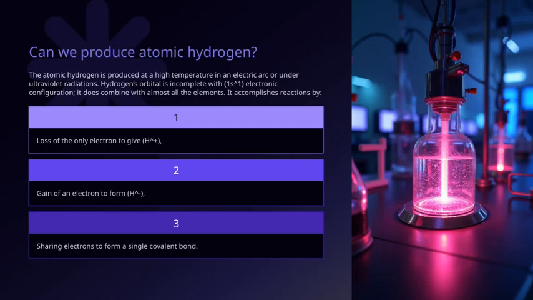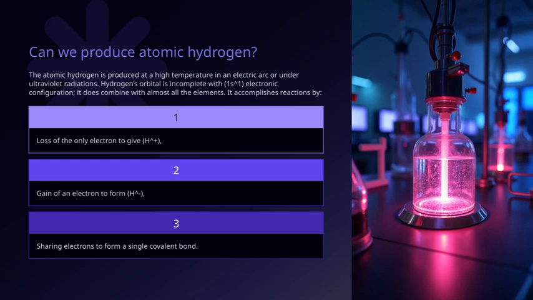Let's take a closer look at how hydrogen participates in bonding. When hydrogen shares electrons, it can form a single covalent bond with other elements. This sharing allows both atoms to achieve more stable electronic configurations. Now, hydrogen's atomic form is interesting because its orbital is incomplete, with just a 1s1 electronic configuration. In some situations, hydrogen can gain an electron to become H-, which is called a hydride ion.